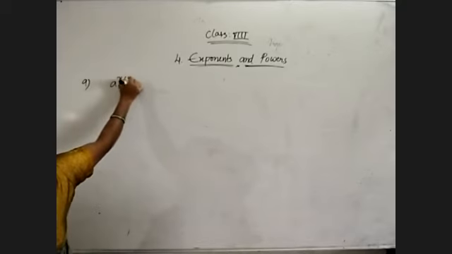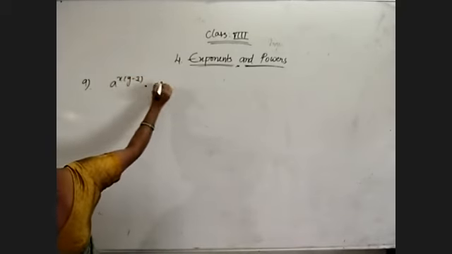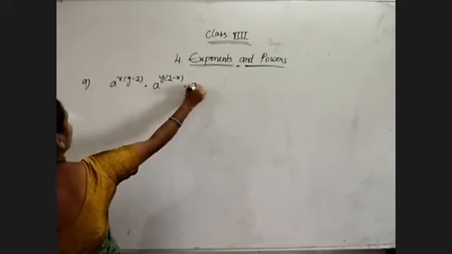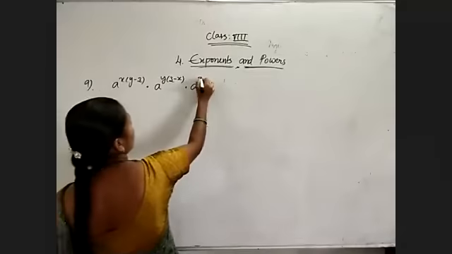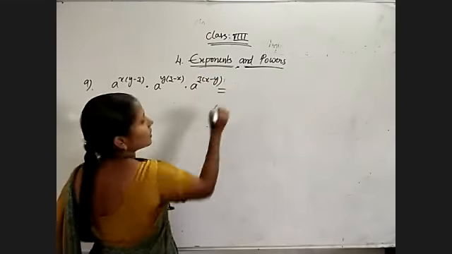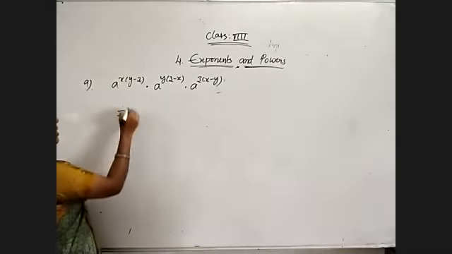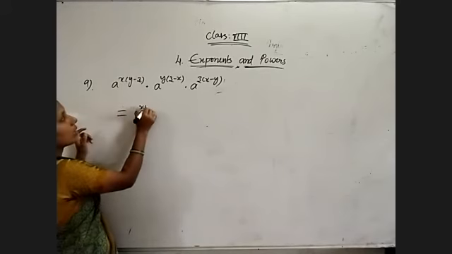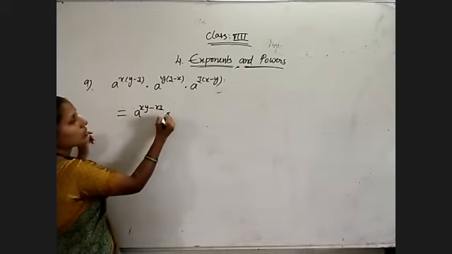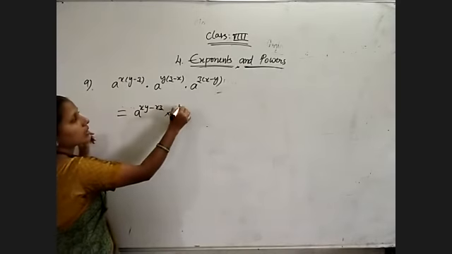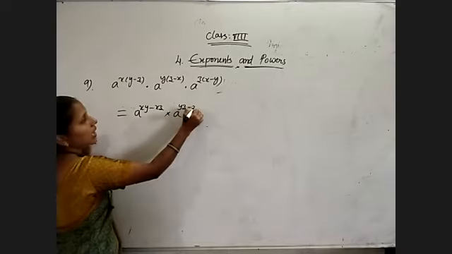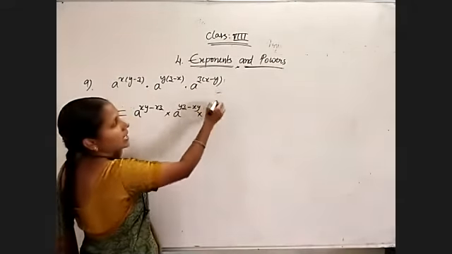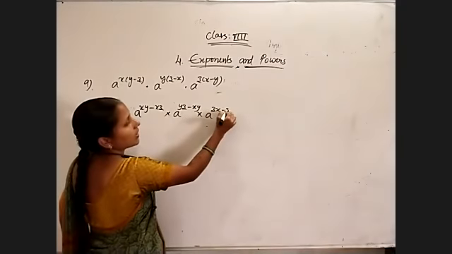A to the power of x into y minus z, into a to the power of y into z minus x, into a to the power of z into x minus y. They are asking to find that. So which is equal to a to the power of, simplify this first, x into y, xy minus xz, into a to the power of yz minus xy, into a to the power of zx minus zy.